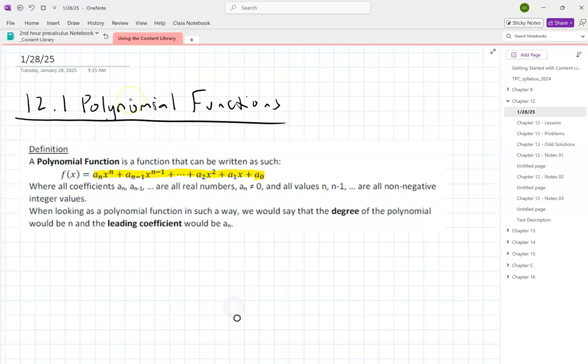So as a piece of vocab, the a subscripts we call the coefficients. Those are all real numbers, and the a sub n is a non-zero real number. The exponents have to be non-negative and integer valued. So no negatives, no fractions, no decimals. Positive whole numbered only.